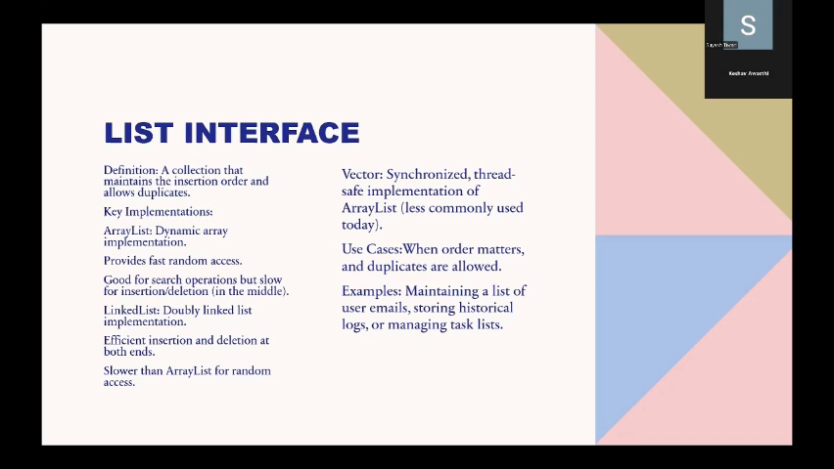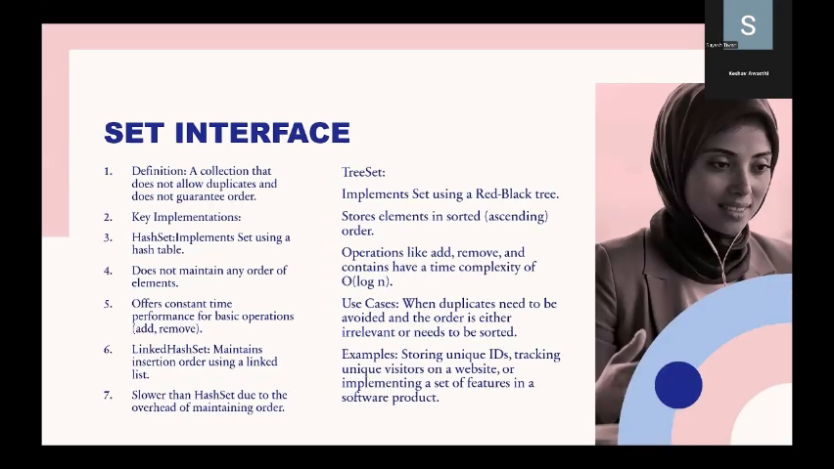When order matters and duplicates are allowed, we use list interfaces. There are examples that I have mentioned, that is maintaining a list of user emails, storing historical logs, or managing a task list. Now, what are set interfaces?